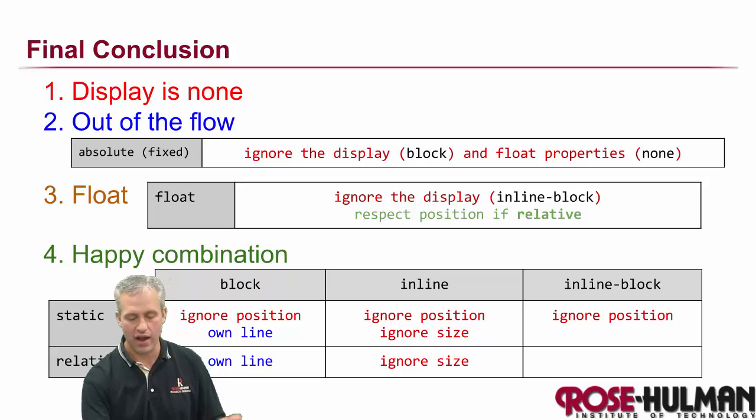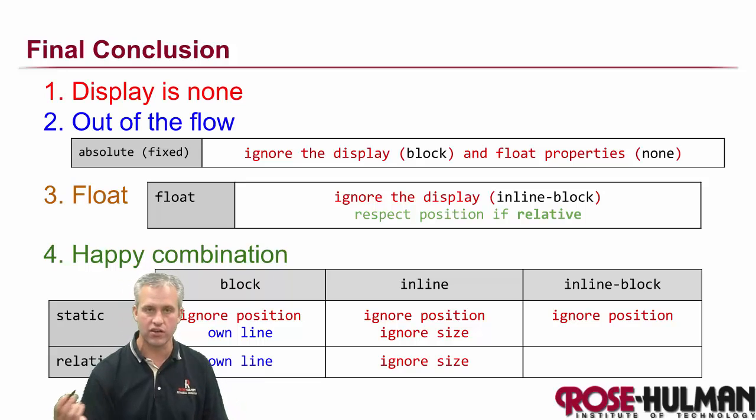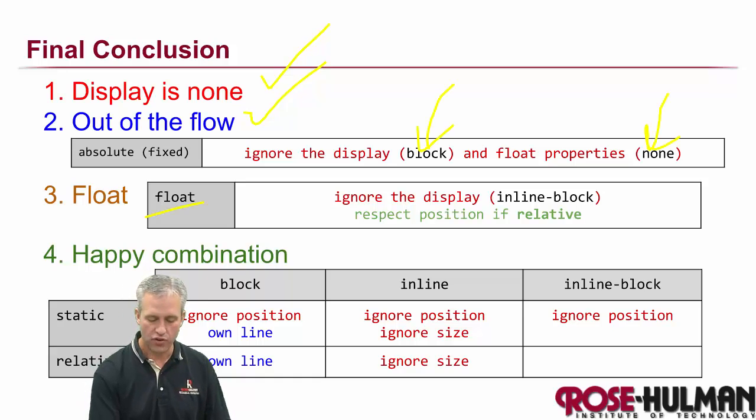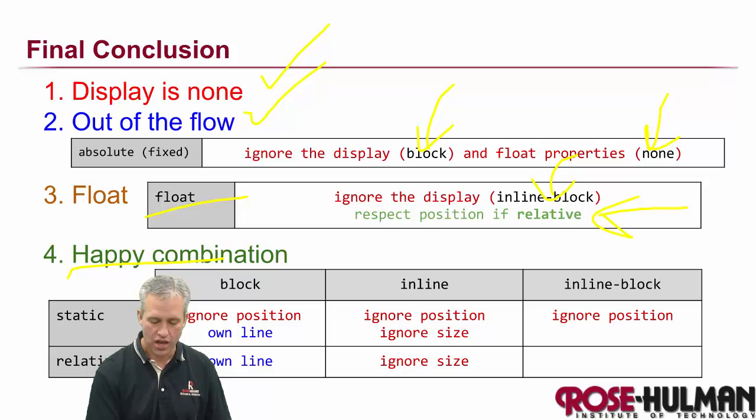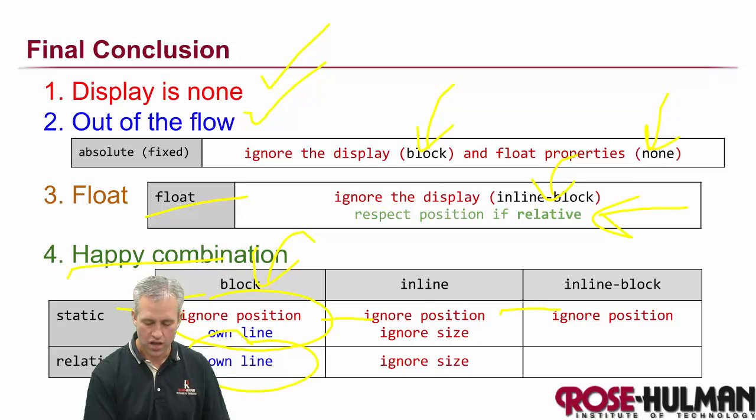If there was one thing that you actually should learn from this lesson, you should learn everything, right? I would learn this slide, right? So display, and then out of the flow. And if it is out of the flow, you're forced to block and none. If you're a float, you're forced to inline block, but you do respect position. And then if you're a happy combination, you fall into one of these 6 categories. So you can see that static ignores position, inline ignores size, and block, you get your own line.